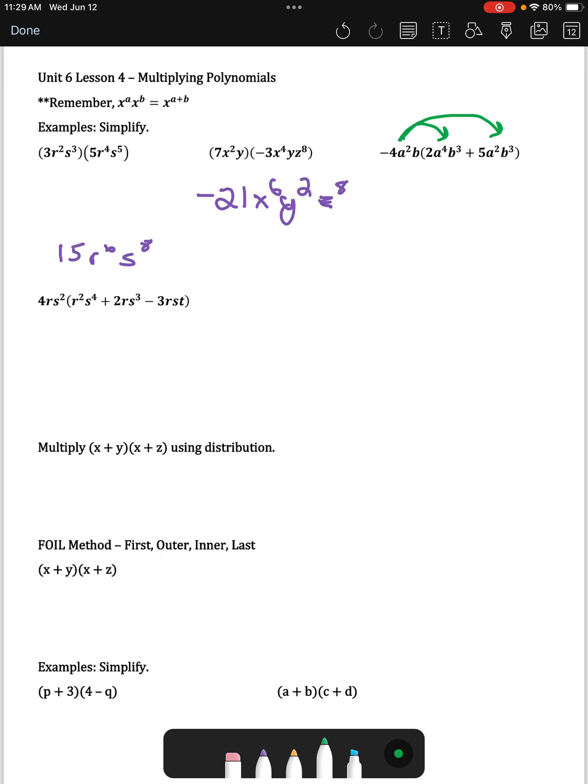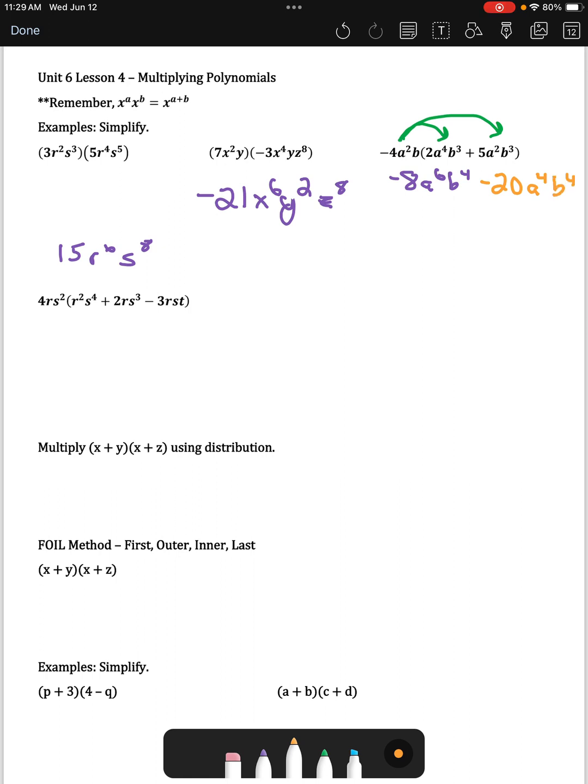Next example is distribution. So our first piece, negative 4 times positive 2 is negative 8. A to the second times a to the fourth is a to the sixth. And b times b to the third is b to the fourth. Second piece, negative 4 times positive 5 is negative 20. A to the second times a to the second is a to the fourth. And b times b to the third is b to the fourth.